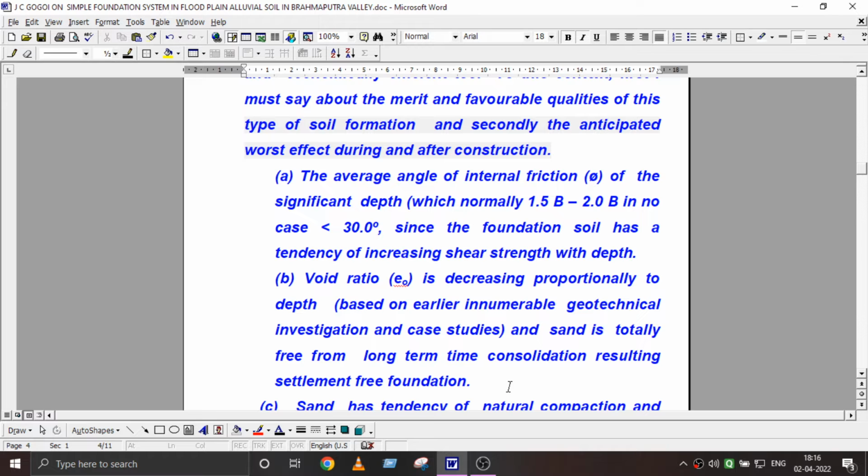So this type of settlement is immediate and elastic settlement. Elastic settlement is a little bit different. Immediate settlement is, on application of load, settlement will be completed. Elastic means due to elasticity of the soil, there will be some amount of settlement which, soon after release of load, the soil shall regain its original state.